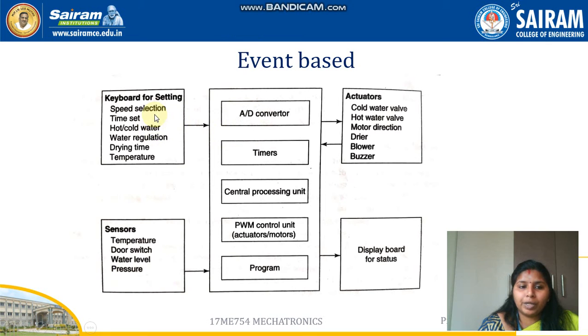What are the key things we'll be having? We'll be having speed selection, time set, hot water or cold water, water regulation, drying time, temperature. The actuators will be cold water valve, hot water valve, motor direction, dryer, blower, buzzer. Sensors may be door temperature sensor, door switch, water level and pressure. And the last one will be a display board for status.